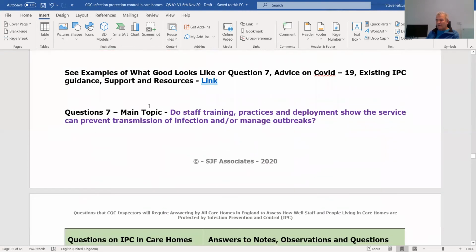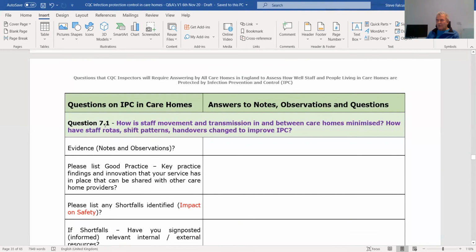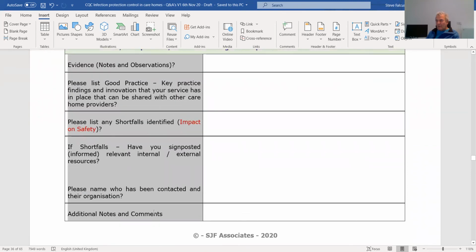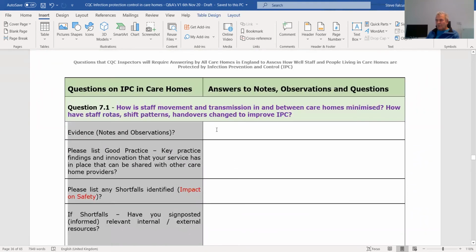So we've got the main topic question. We've then got these sub-questions, and we've got these boxes here where we need inputs from each care home. They're quite self-explanatory in that we've got evidence, notes, and observations. For instance, on this one, it could be that you're having issues with staff rotas and shift patterns, in that you use temporary staff to fill sicknesses due to COVID. So you can put points about that.